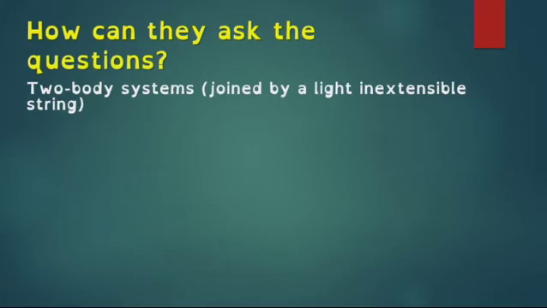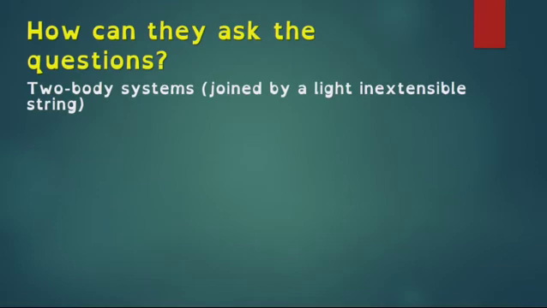Now, this is the more common type of questions, two-body questions. Now, it will always be joined by a light, inextensible string. This means that the tension in that string will always be a constant. And again, guys, remember, tension does not have a direction. Tension has a direction when acting on an object.